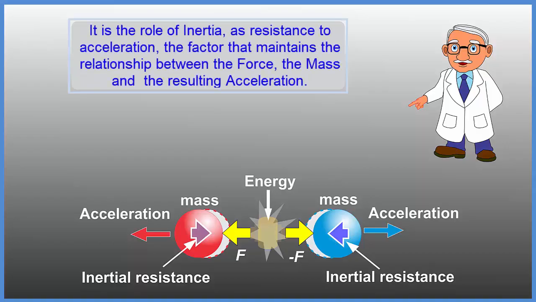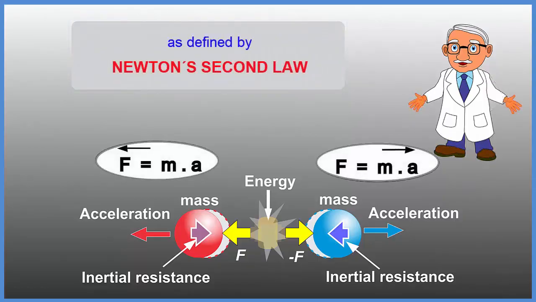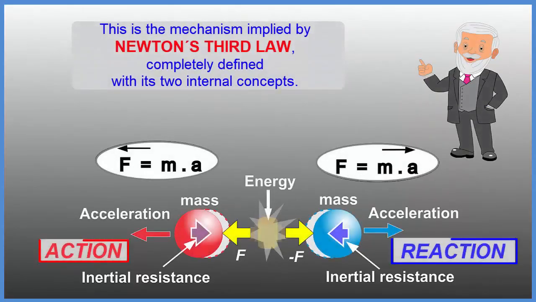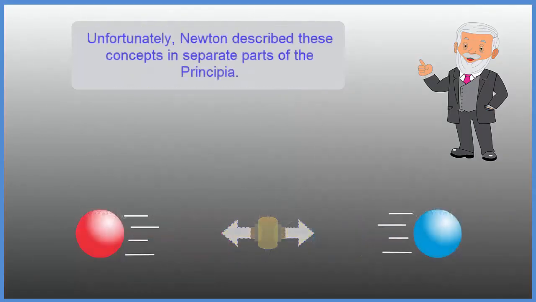It is the role of inertia as resistance to acceleration, the factor that maintains the relationship between the force, the mass and the resulting acceleration, as defined by Newton's second law. Without this resistance, the resulting accelerations would be infinite, and the process would be meaningless. This is the mechanism implied by Newton's third law, completely defined with its two internal concepts. Unfortunately, Newton described these concepts in separated parts of the Principia, which resulted in long-lasting misunderstandings.